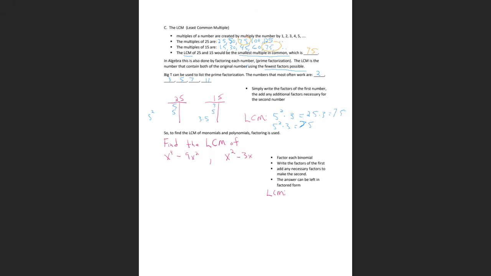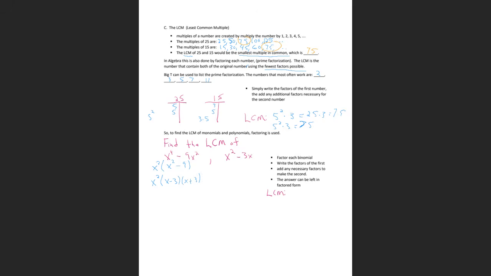So if I want to find the least common multiple of x to the fourth minus 9x squared and x squared minus 3x, what we do is we need to factor each one. So I have this x squared as my GCF to start with. When I pull that x squared out, that leaves me x squared here. And if I pull that x squared out there, that leaves me a minus 9. But notice x squared minus 9 is a difference of squares. 3 squared gives me 9. So I can write that as x minus 3 times x plus 3.